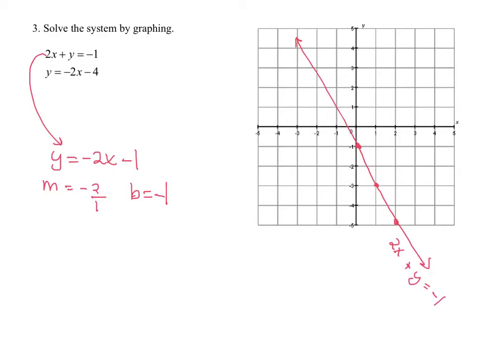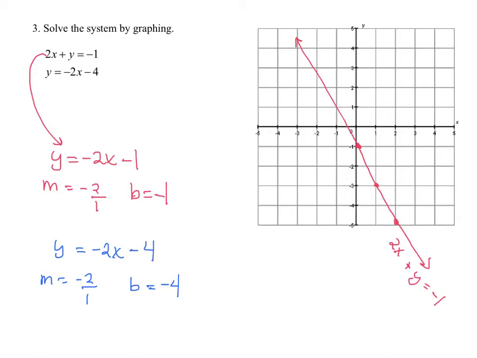This guy right here, we can just go for it. Y is equal to -2x minus 4. Well, what do you know? They have the same slope. If you recall, if two lines have the same slope and a different y-intercept, the lines are parallel.